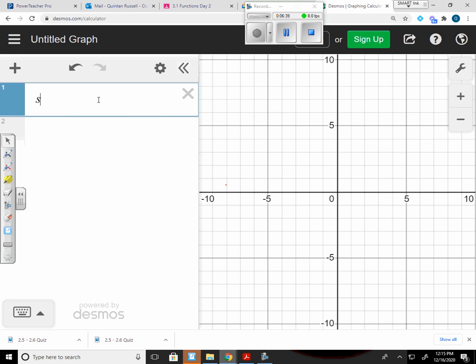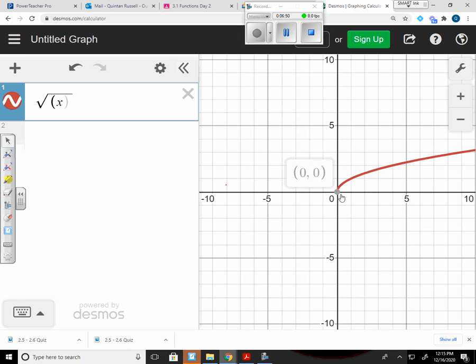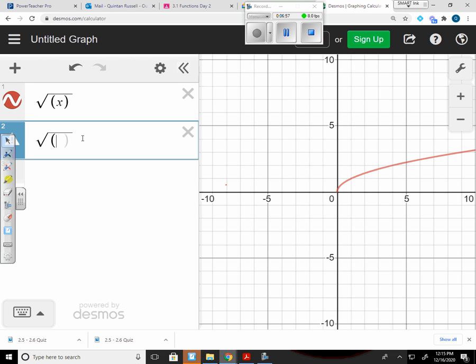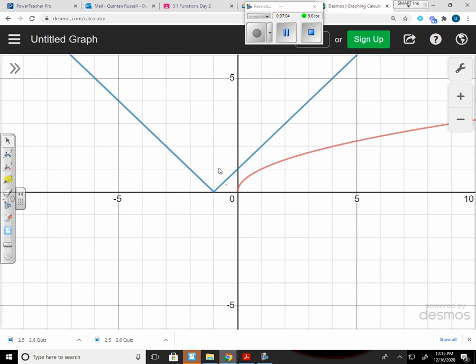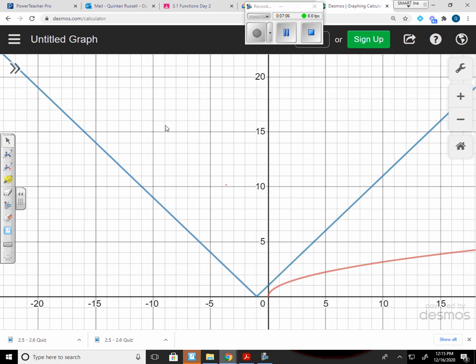if I do SQRT, do square root, and then x, you'll notice that my red line doesn't go into any of the negatives. That's because it stops at 0. If I do my SQRT of x plus 1 squared, you'll notice it goes on forever in both directions, going this way and this way, which tells you it's negative infinity to infinity.